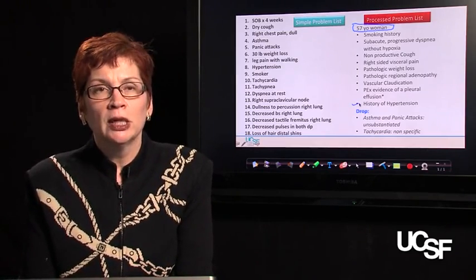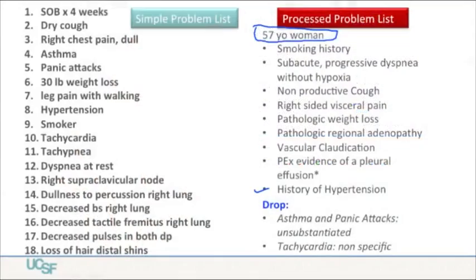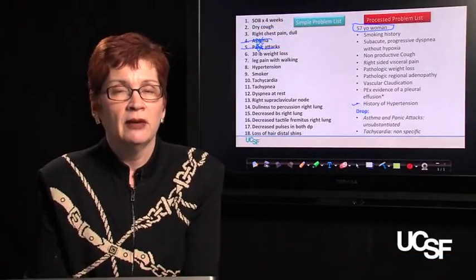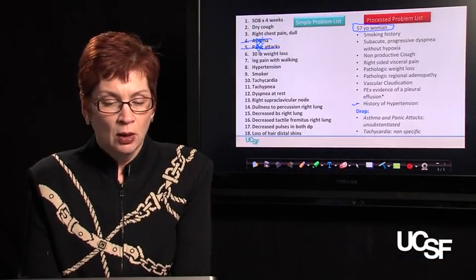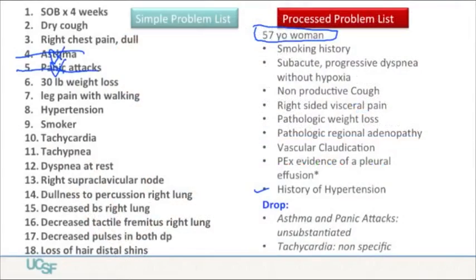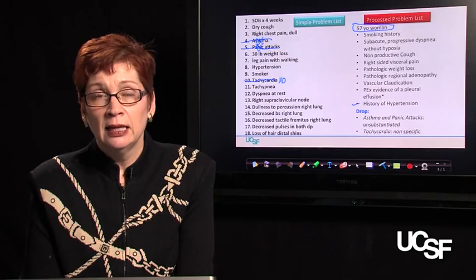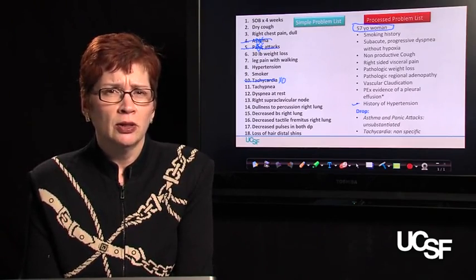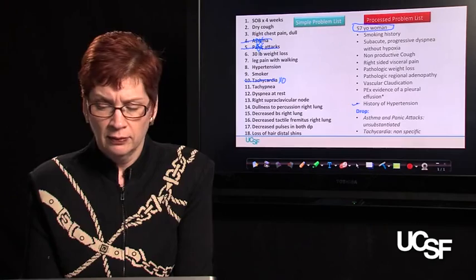The first thing we're going to do is we're going to get rid of things that are unsubstantiated. So her recent diagnosis of asthma, because of this chief complaint that didn't get better with asthma treatment, and panic attacks that didn't get better with panic attack treatment, are crossed off the list as being irrelevant and something we don't have to pay attention to anymore. Furthermore, we're going to make the leap that tachycardia of 110 is probably not an independent marker of illness. It's a nonspecific marker of whatever else is going on with her, particularly around her dyspnea.